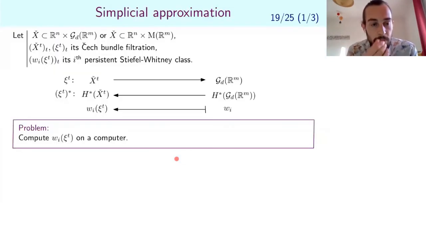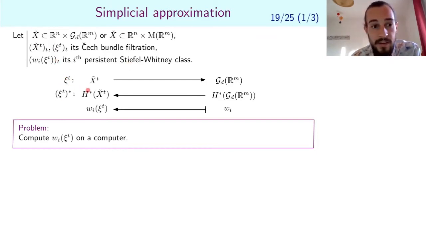Let's go. So we have X-check, a subset of Rn times the metric space, or Rn times the Grassmannian. We consider its check bundle filtration, so the check filtration of itself and the extended maps. And we consider its ith persistent Stiefel-Whitney class. So it goes like that.